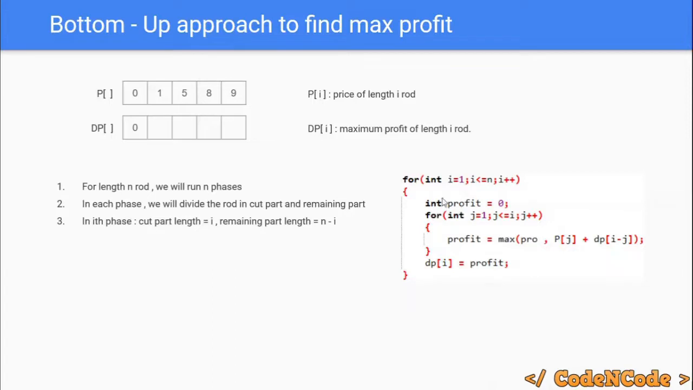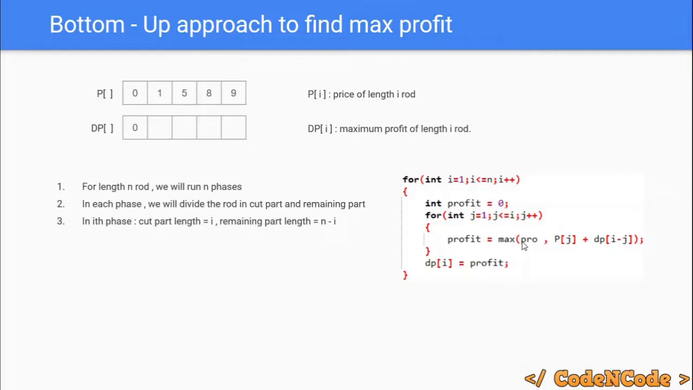Right? So for each length we are initializing the profit with 0, and now, since we are calculating for length i rod, we will be having i phases. This represents the phase. Don't worry, why this formula works, I'll be explaining in great detail. Basically, I'll be giving you the proof why this is a correct solution. So we are having i phases because we are calculating maximum profit for length i, right? So you initialize the profit with 0, run i number of phases.